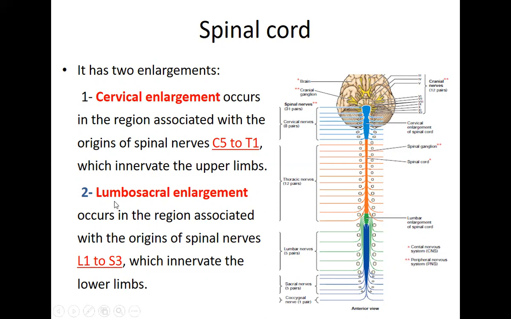Similarly, in the lower part, there is one more enlargement. This is called the lumbosacral enlargement. It occurs in the region associated with the origin of the spinal nerves L1 to S3, which innervate the lower limb. So these nerves are going to the lower limb, and that's why there are many more nerves coming from here. So this region shows the lumbar enlargement. The cervical enlargement is where the nerves go to the upper limb, and the lumbosacral enlargement is where the nerves go to the lower limb.